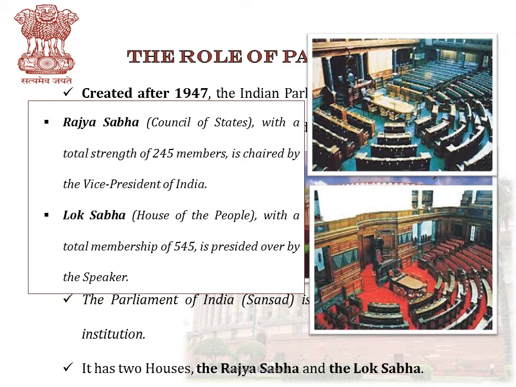The Rajya Sabha consists of about 245 members, and it is presided over by the Vice President of India. The Lok Sabha has about 545 members, and it is presided over by the Speaker. We'll study more about this in the following slides.